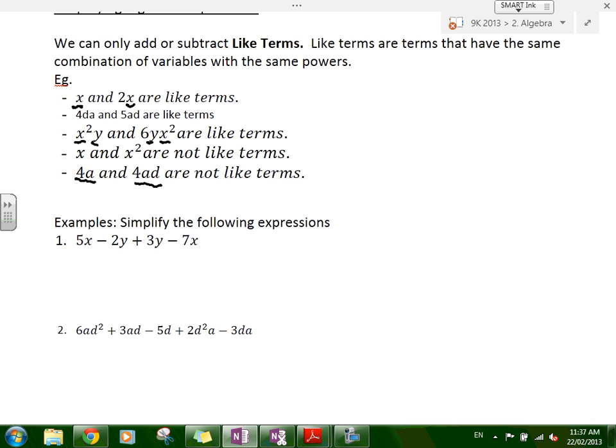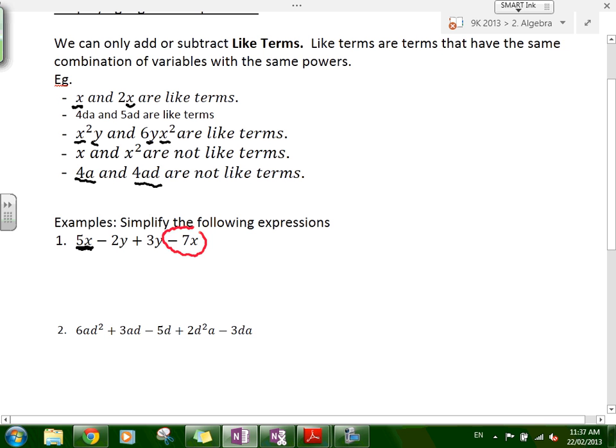So, first thing, Olivia, which term is a like term with 5x? Yeah, this one. Now, this is also an important point. The sign that comes before a term belongs to that term. So this is minus 7x, negative 7x. This is minus 2y. This is positive 3y.